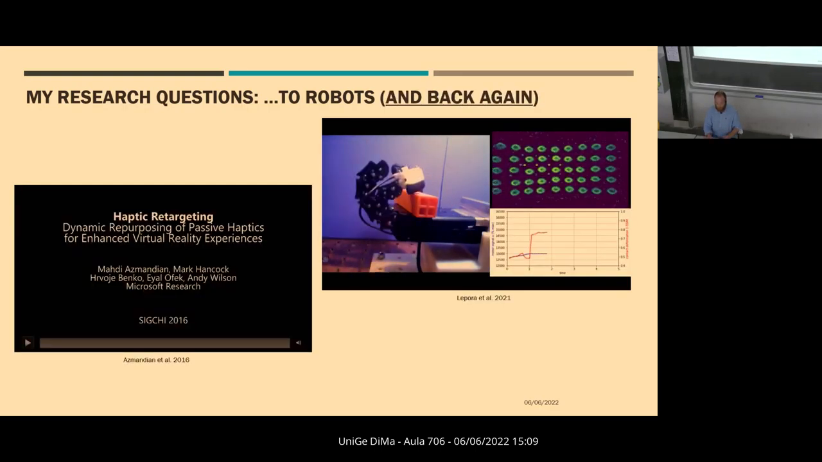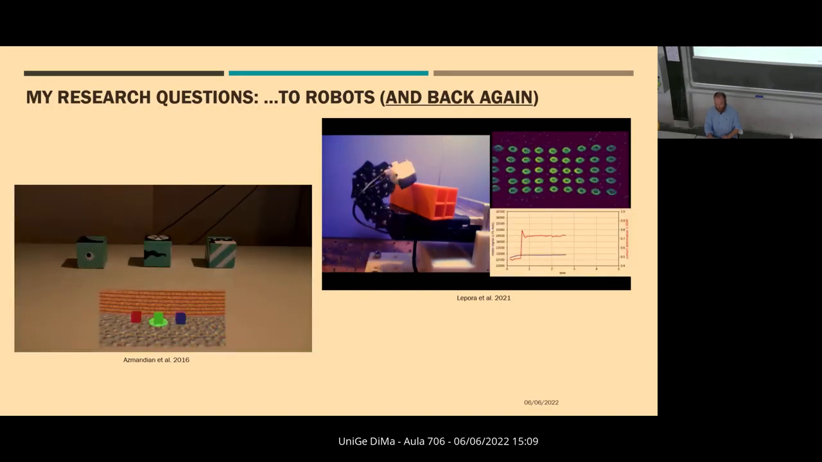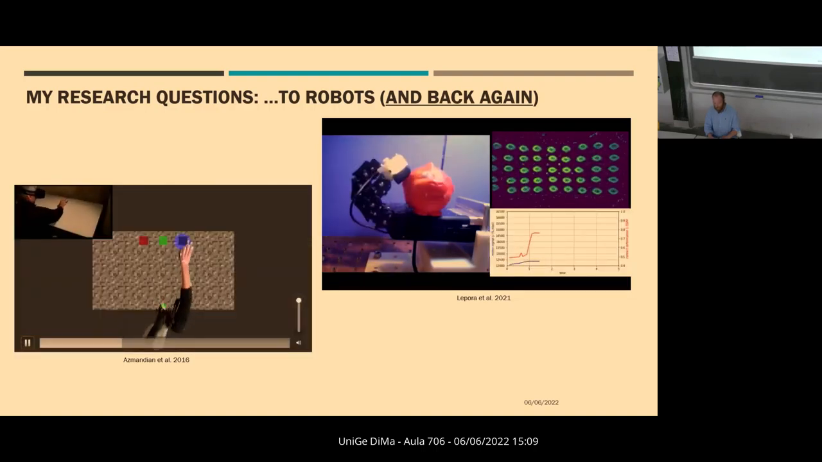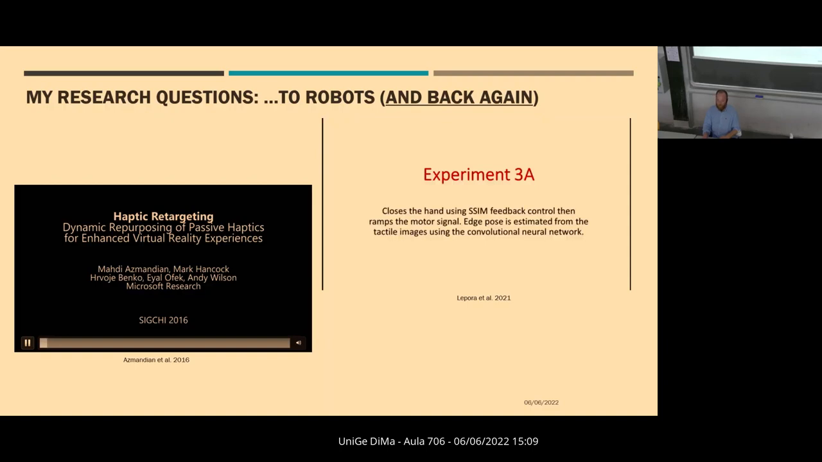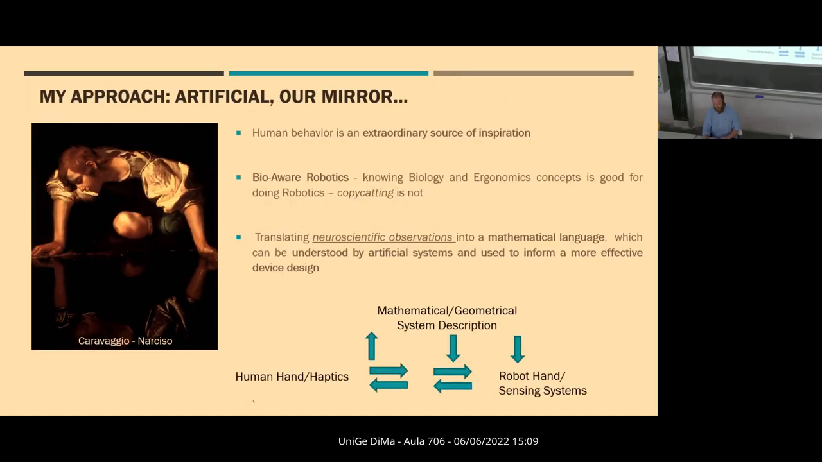And eventually, but unfortunately there is no time, haptic retargeting. Haptic retargeting is a technique that enables haptic feedback for multiple virtual objects using a single physical prop. We leverage the dominance of human vision. How to use these observations also for advancing human-machine interaction, for example, in augmented reality.